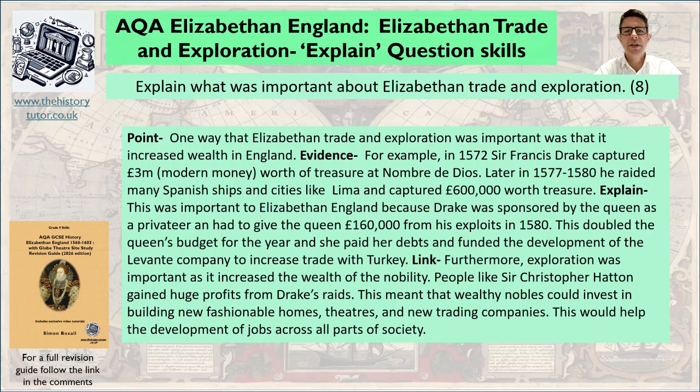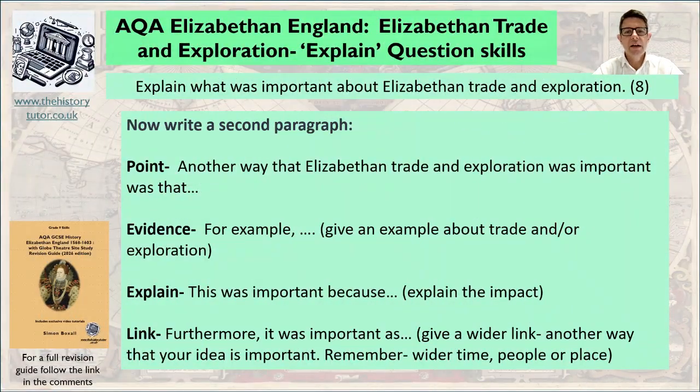Okay, so I said, furthermore, exploration was important as it increased the wealth of nobility. People like Christopher Hatton gained huge profits from Drake's raids. This meant that wealthy nobles could invest in building new fashionable homes, theatres, and new trading companies. This would help develop the jobs all across parts of society. Yeah, so it's really quite simple, and you don't need necessarily to give lots of facts and examples in there. You just need to show your understanding of that's what happened and explain your idea. So now let's give a second idea.